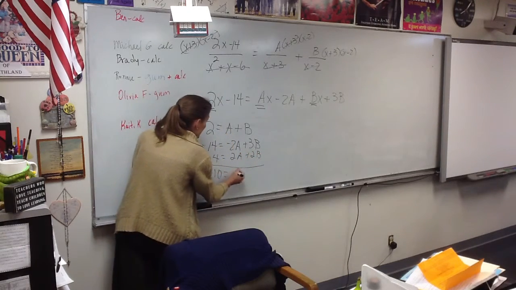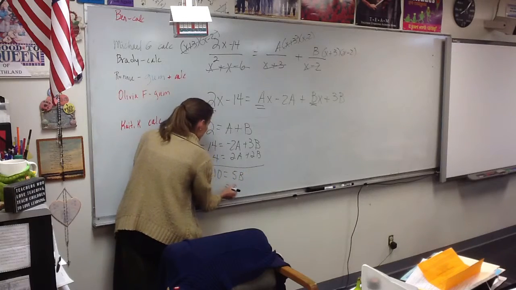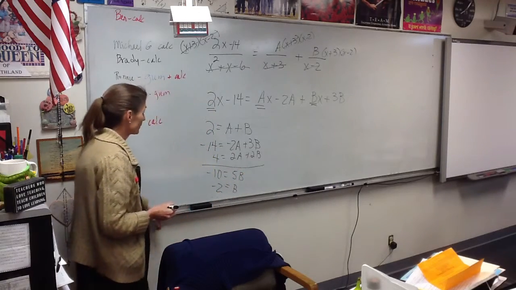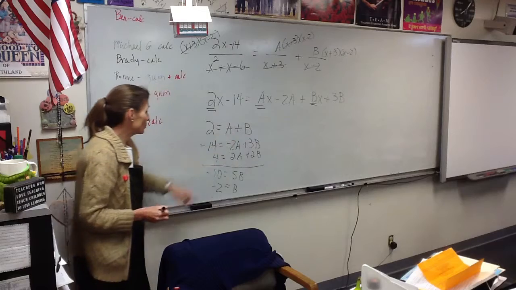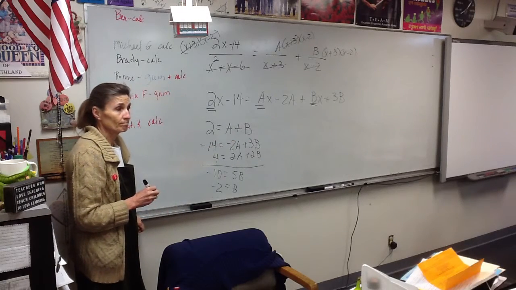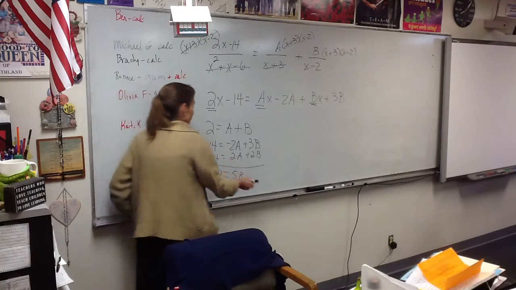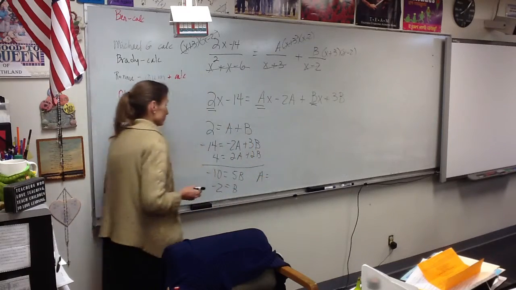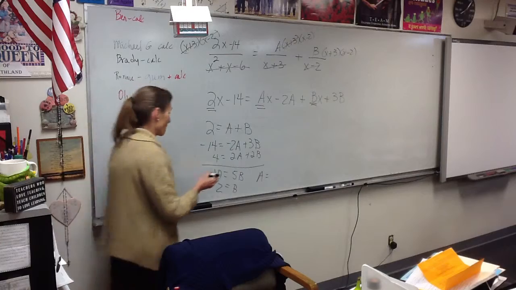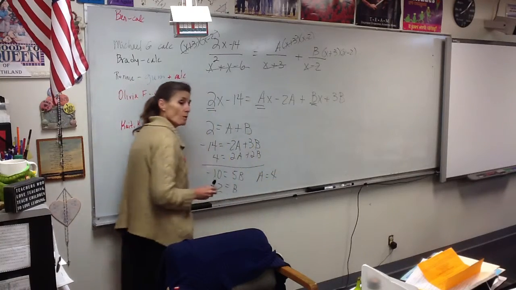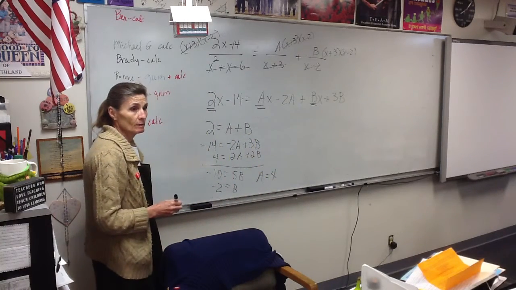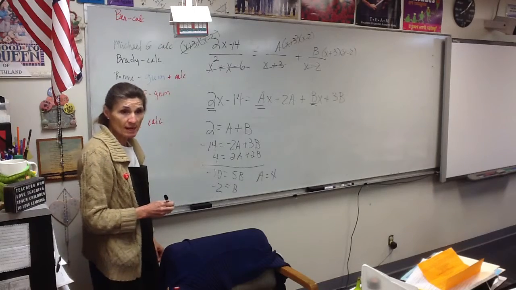And negative 10 equals 5b, so b equals negative 2. And if b is negative 2, what's a? Four. 4. So then we write our answer. We have found the partial fractions now.